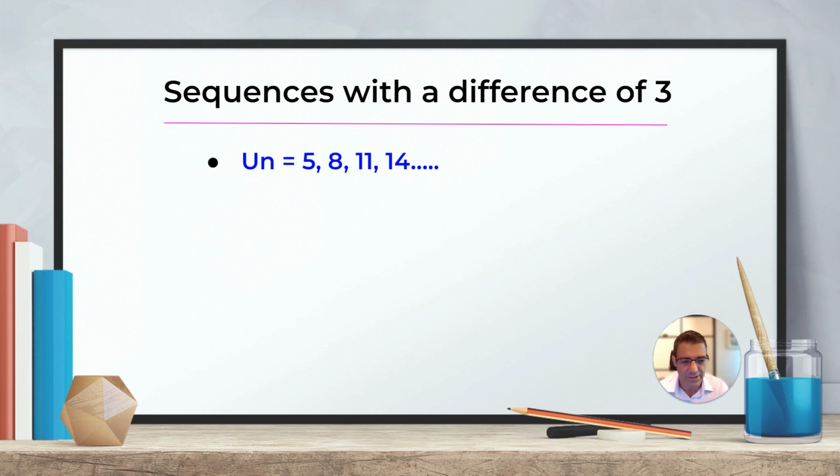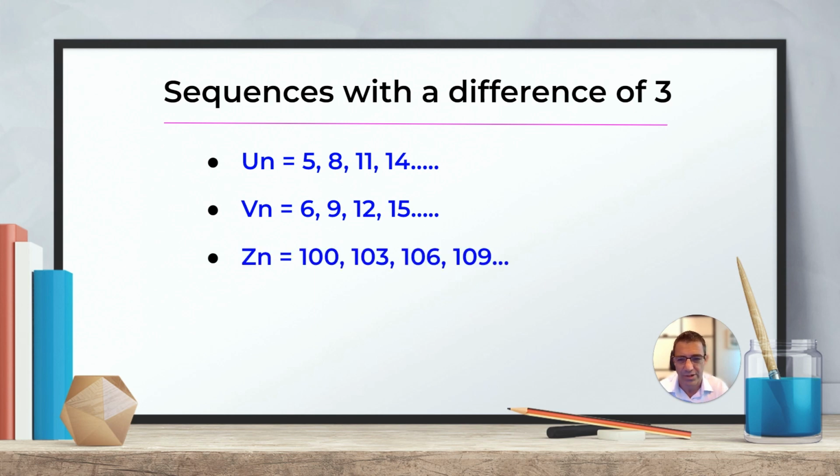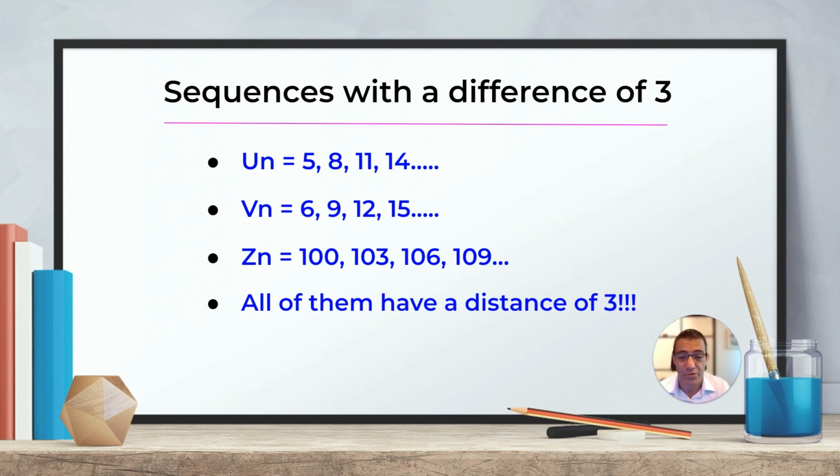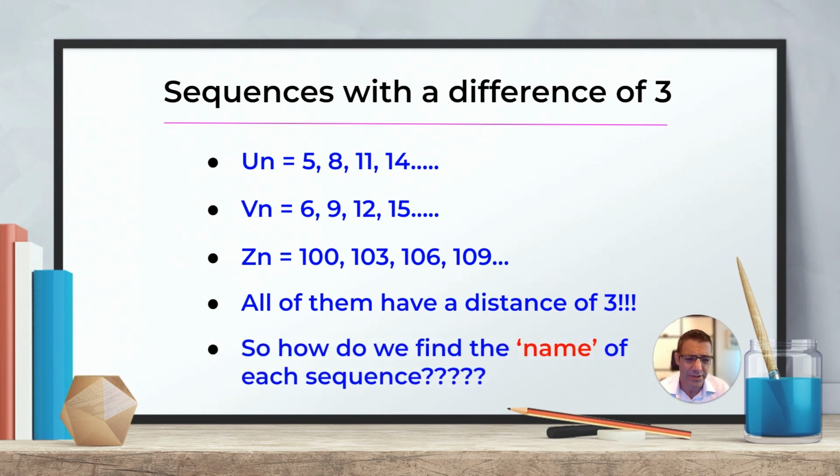5, 8, 11, 14. We've seen this one already. 6, 9, 12, 15. This also has a common difference of 3. 100, 103, 106, 109. These all have a common difference, which is 3. So there's not just one sequence which has a common difference of 3. There are many sequences which can have a common difference of 3. So all of these have a common difference of 3. And in order to identify them, we're going to have to give them a name, but the name of each sequence might be a little bit different since they're not the same sequence at all.